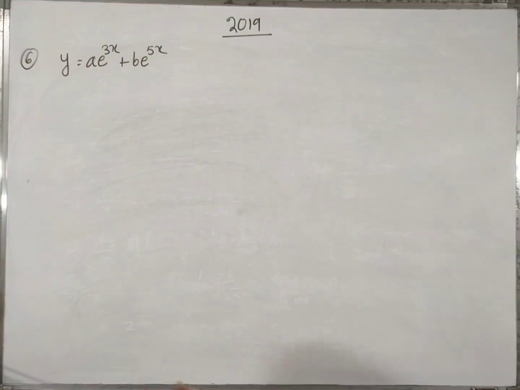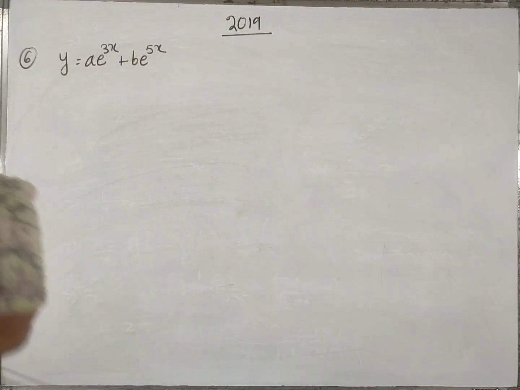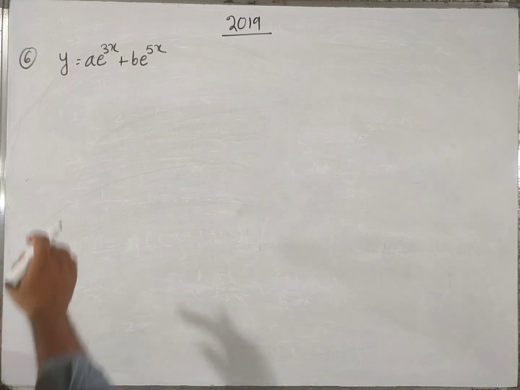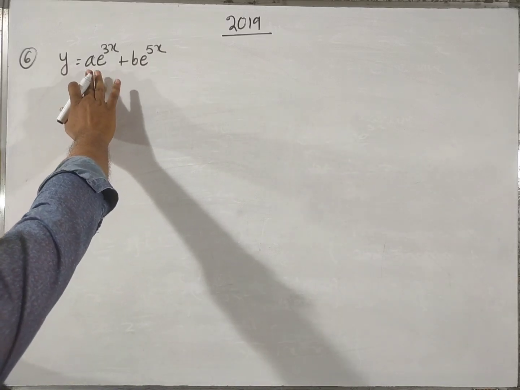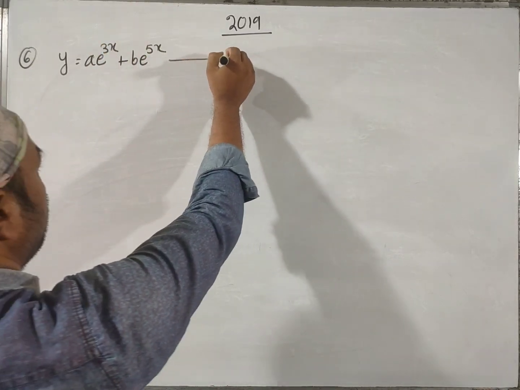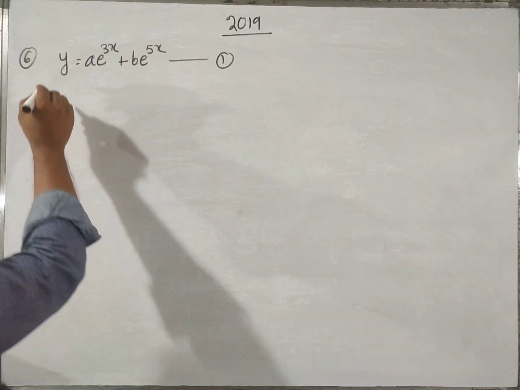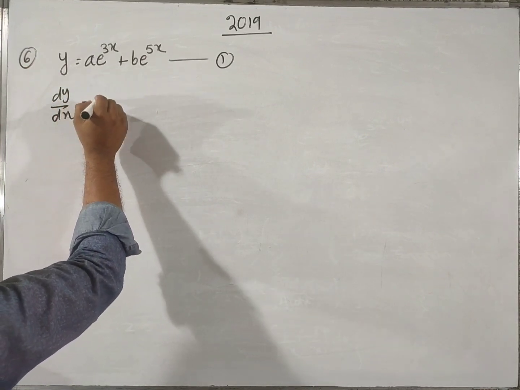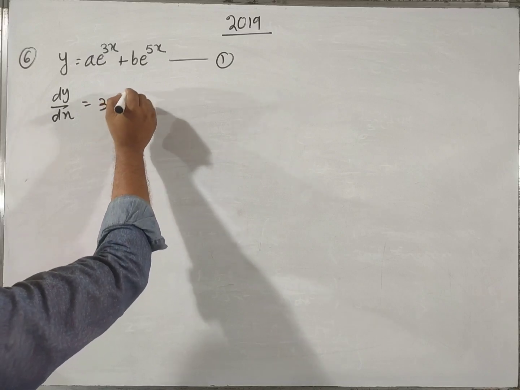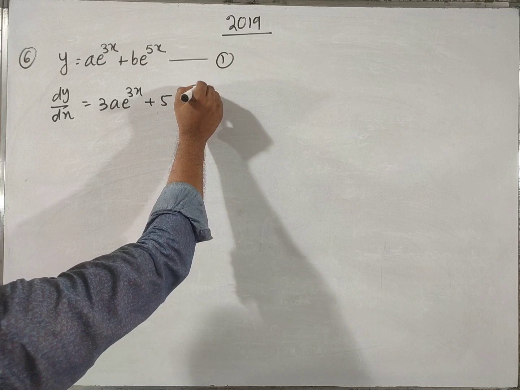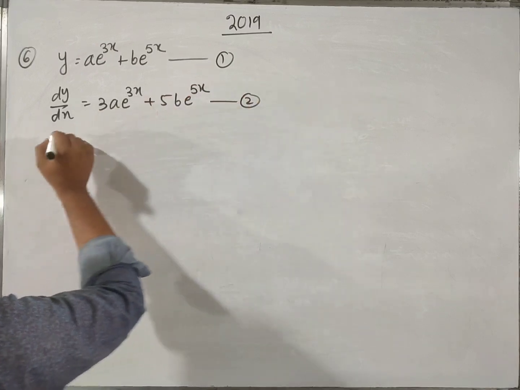Here it is the next question, question number 6. It is given that we have to form a differential equation from this equation: y is equal to a multiplied with e to the power 3x plus b multiplied with e to the power 5x. Consider this as equation number 1. If y is equal to this much, then dy upon dx is 3a e to the power 3x plus 5b e to the power 5x. It is equation number 2.